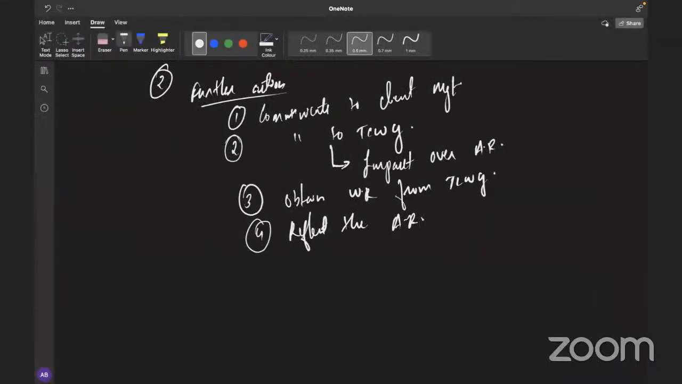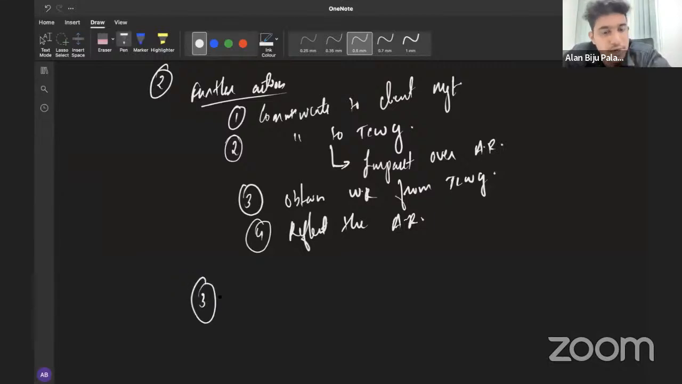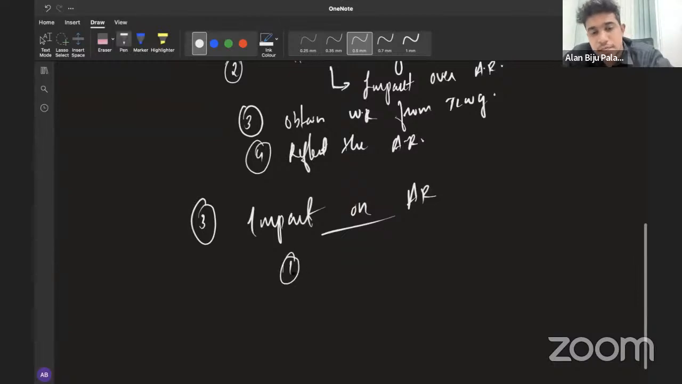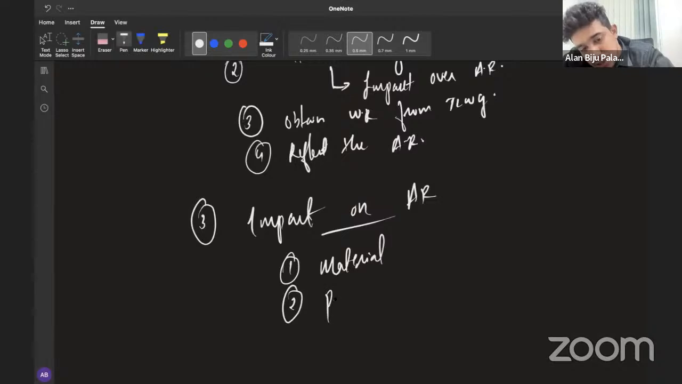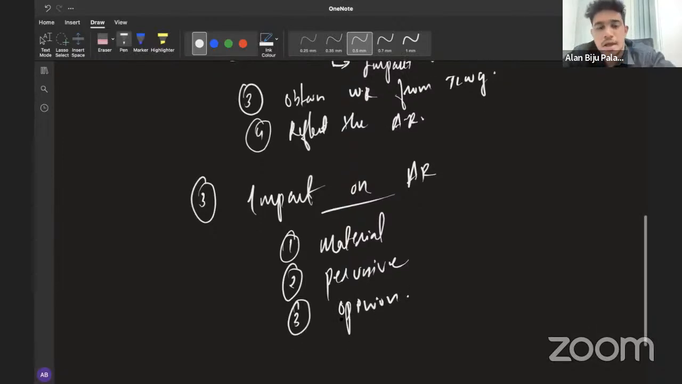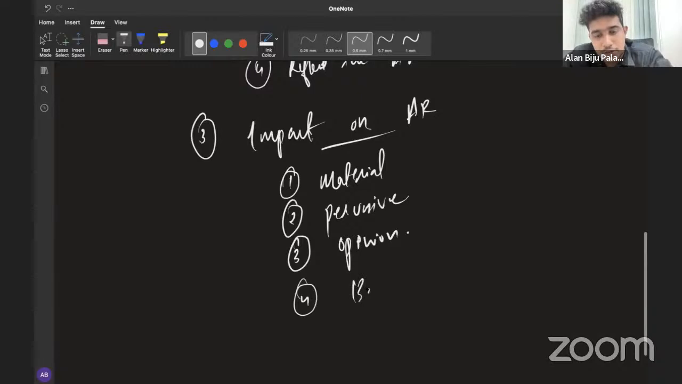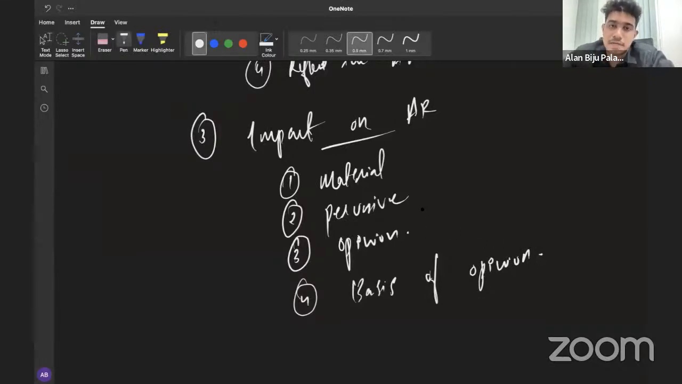Okay. So if the examiner is asking us to provide the impact on the auditor's report, then the first thing that you need to mention is whether that particular mistake is material. Then you need to mention whether that mistake is pervasive. Then you need to provide the opinion, clearly mentioned. And finally, you need to provide the basis of opinion also. If you express all four of these, then you will be getting 5 marks. So you'll be expressing your answer like this.